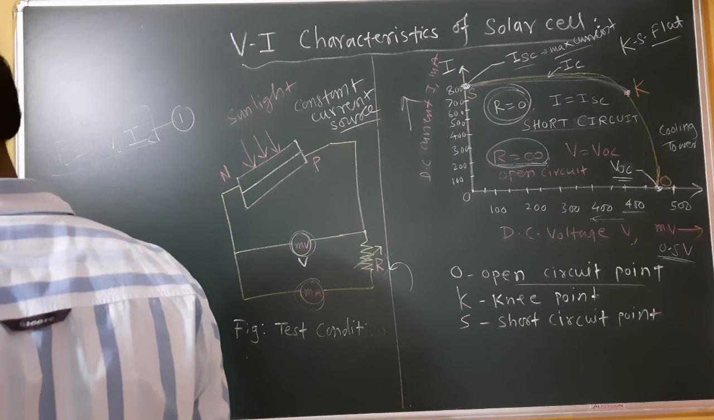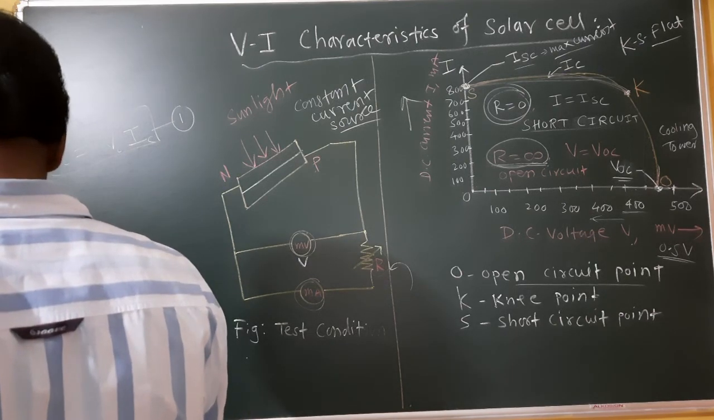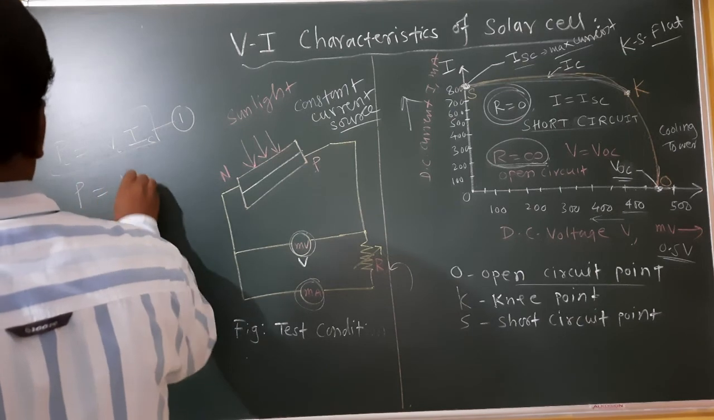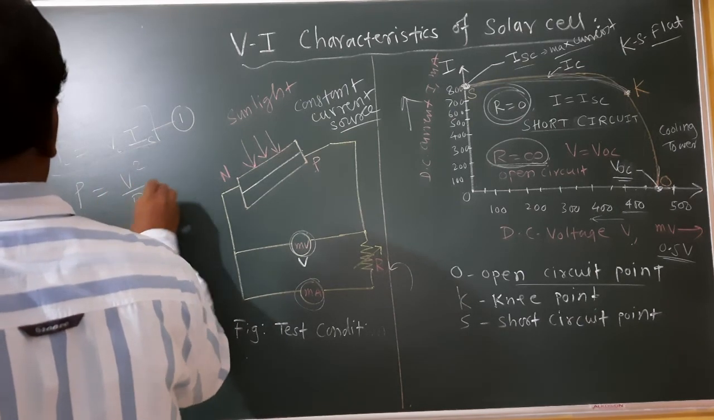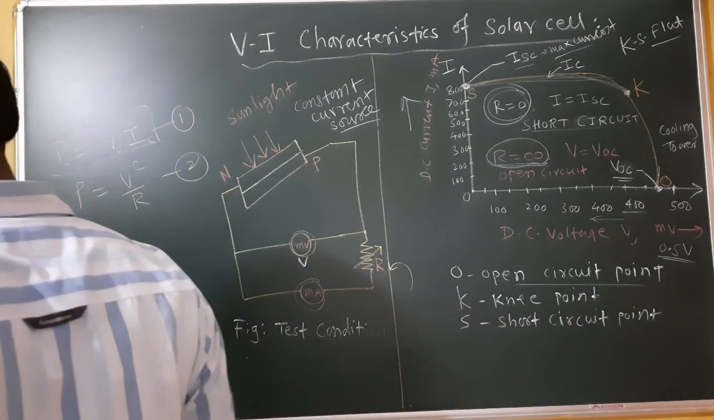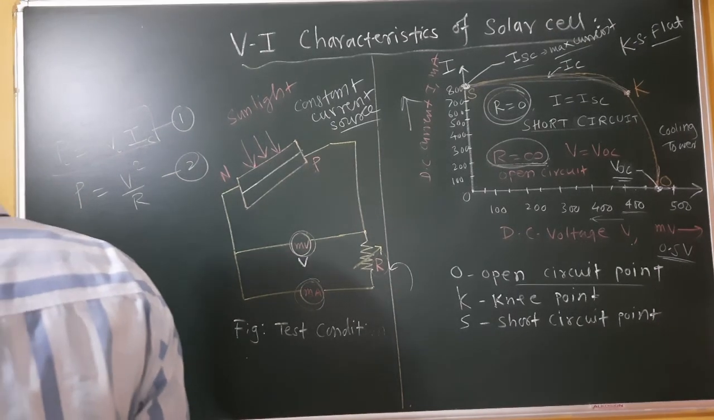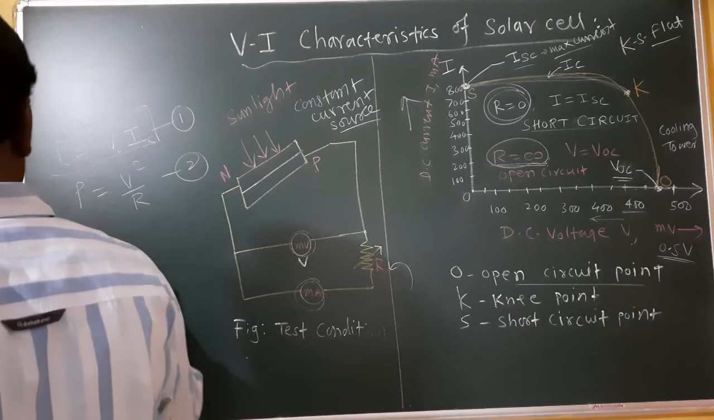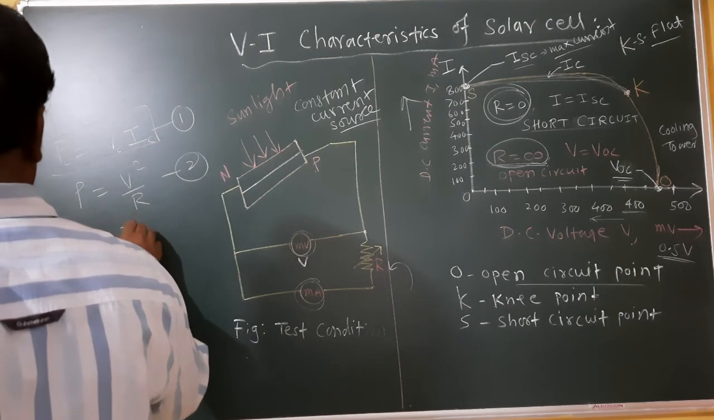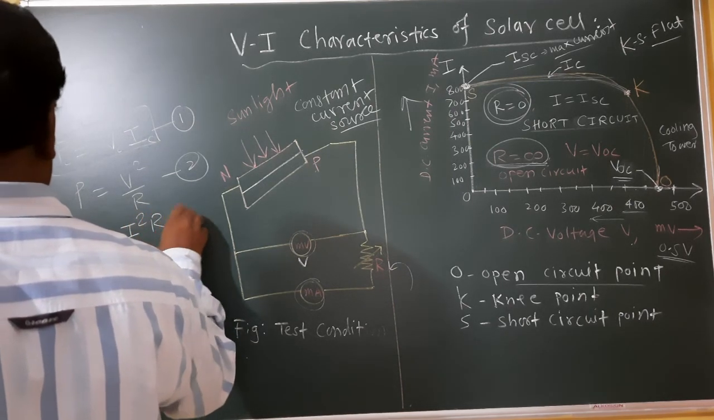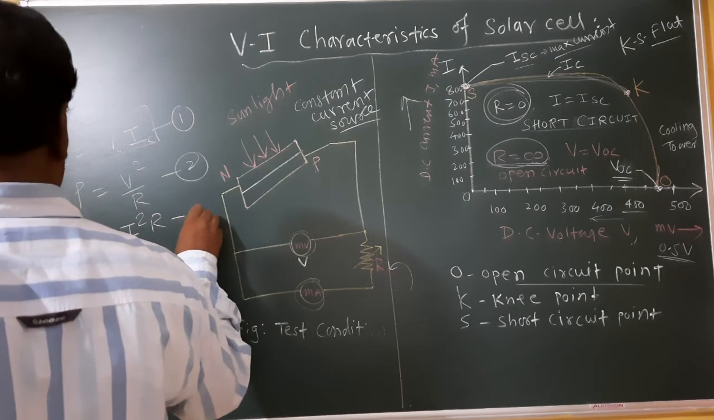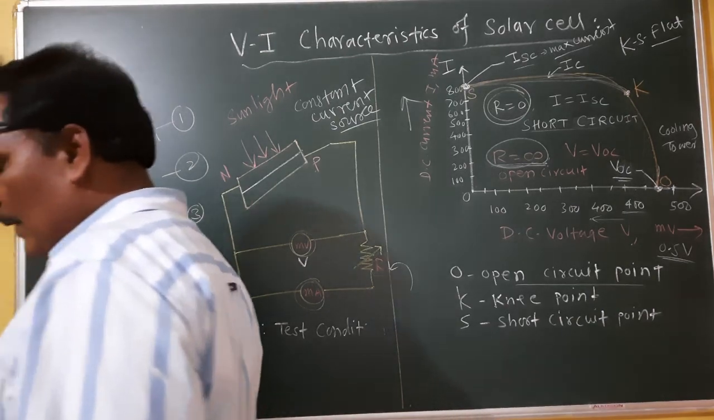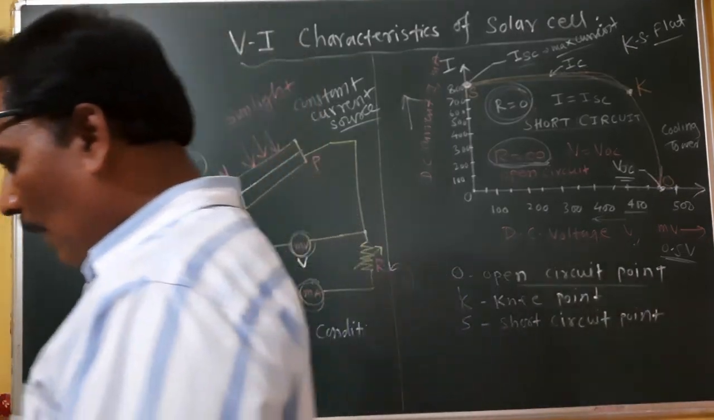Also there is one more formula for calculating the power: P equals V square by R. This is the second formula. The third formula is P equals I square R. By using these three formulae, we can calculate the power from any cell.